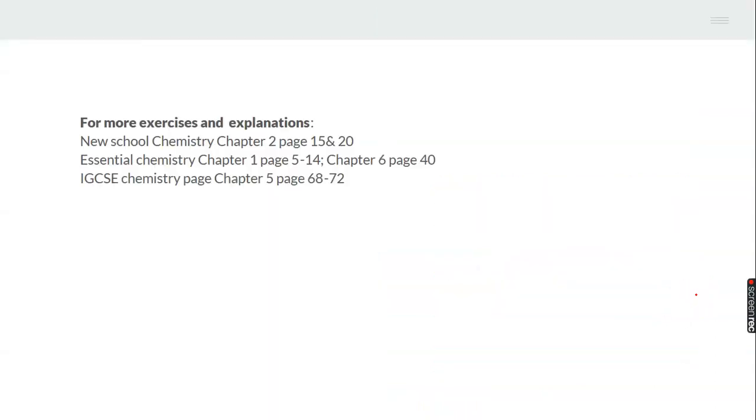And for more exercises and explanation, you can check up your New School Chemistry, your Essential Chemistry, or IGCSE Chemistry for more exercises and explanation.